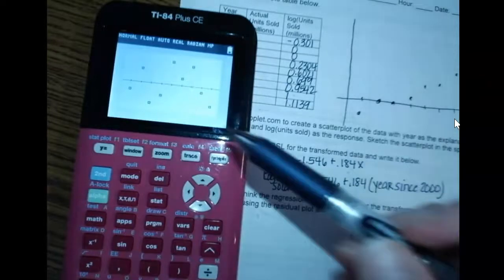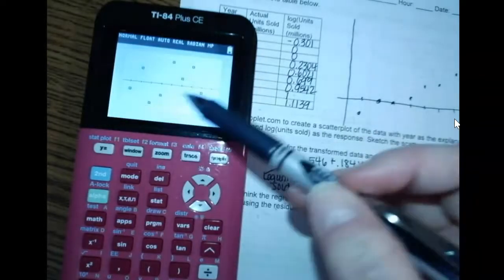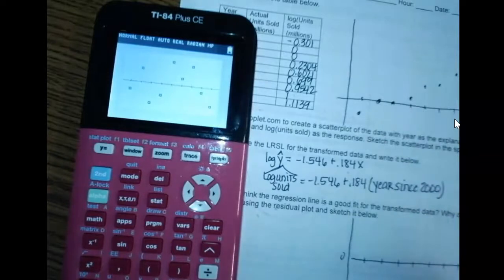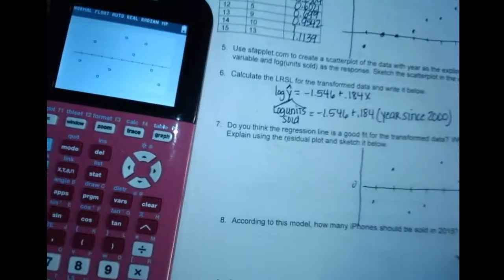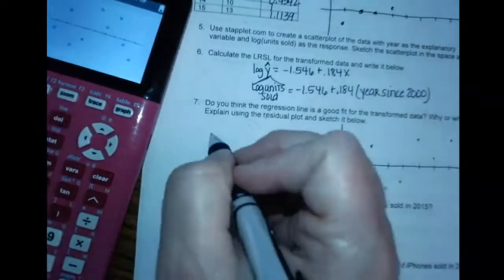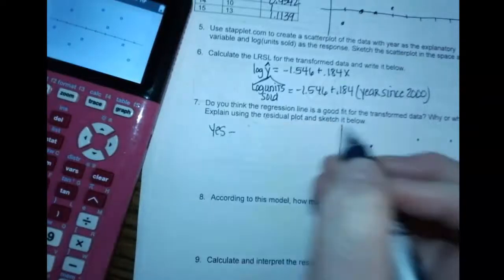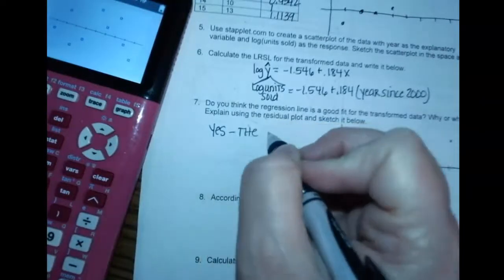Look at that. I don't see that same curved pattern. It's much more scattered, so I'm pretty happy with that. I'm going to do just a really quick sketch of this graph so I have proof of why I think it's linear now. Okay. All right, so now my residual plot has a nice scatter to it. So I'm going to say yes. The residual plot shows no pattern.